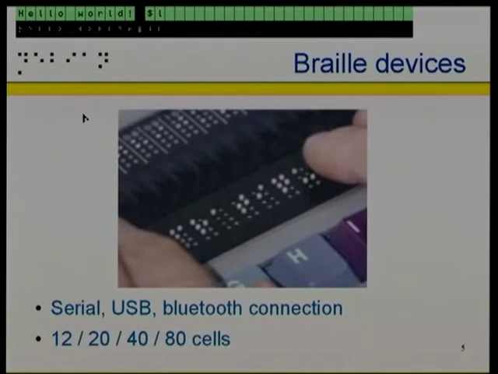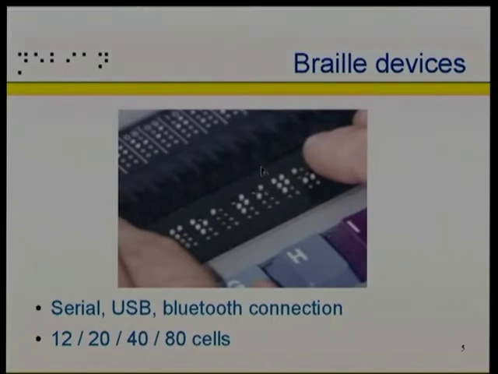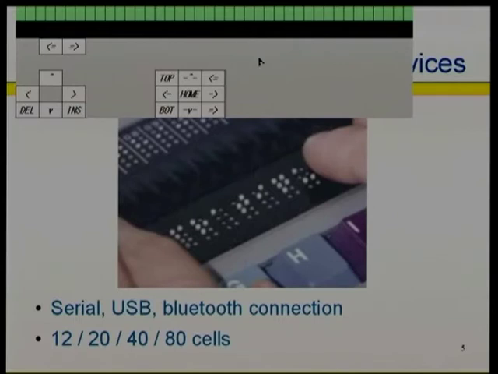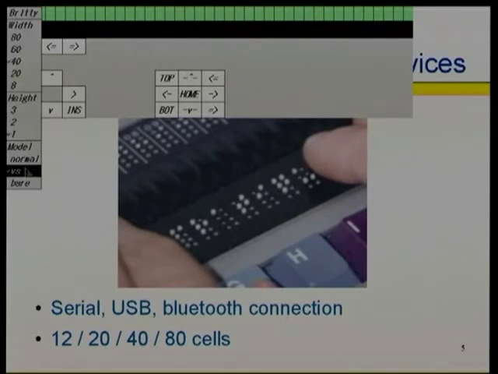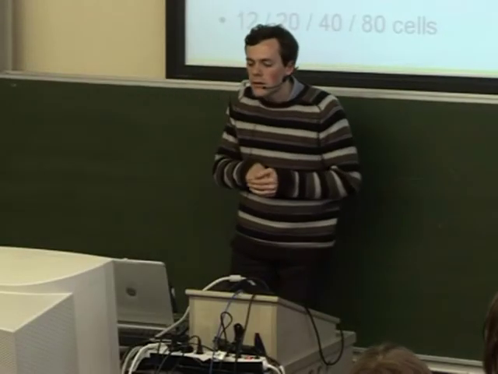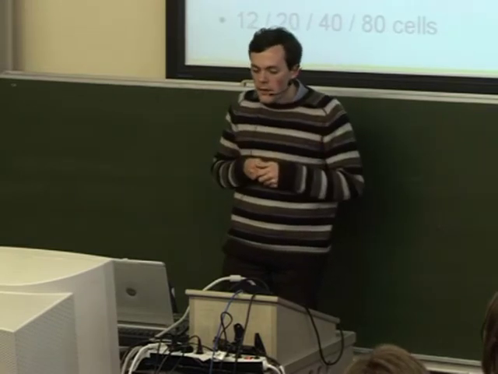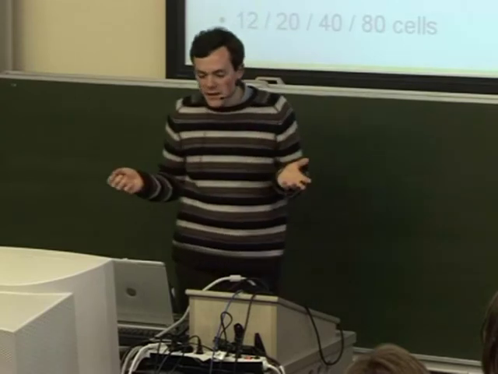And so you can just put several cells like this and put some buttons. And then you have a Braille device. Mostly it's this. You have a series of Braille cells, a few buttons to navigate. We will see how it works. Usually they are connected to the computer through a serial line or USB or Bluetooth, whatever. And they have 12, 20, 40, 80 cells.